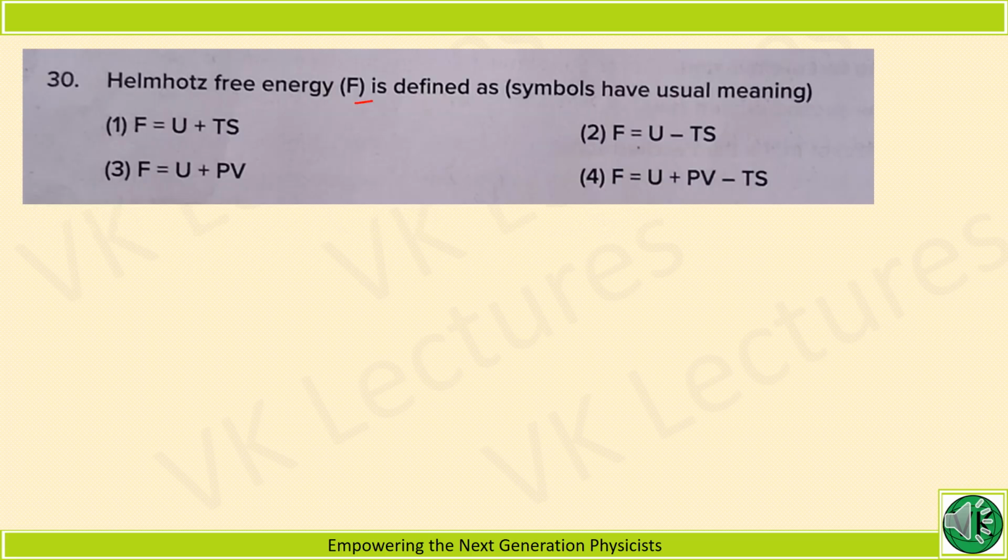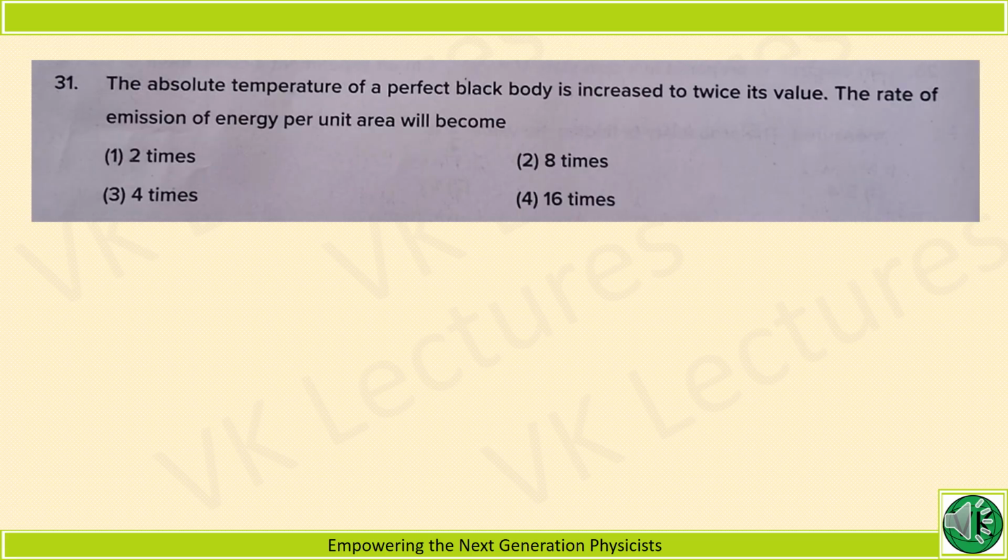Helmholtz free energy F is defined as follows, where the symbols have the usual meaning: F is equal to U minus TS. The correct option is option 2.